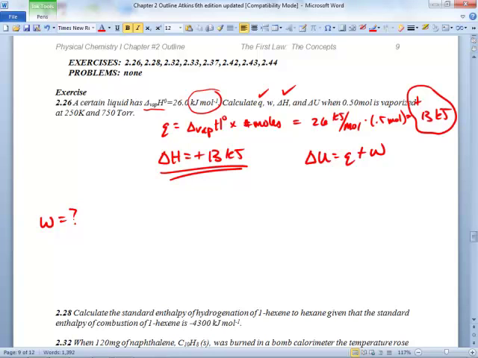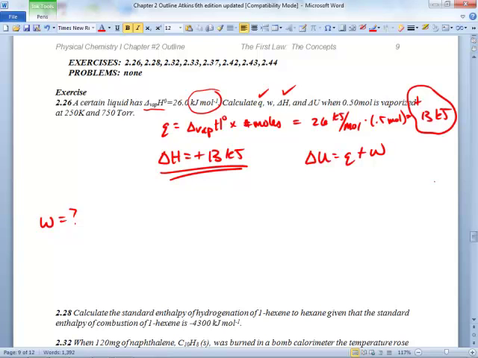For W, I almost have to think, okay, what's going on here? Pressure. Okay, we could do U plus PV, but you're kind of chasing your tail. We know what H is, but we don't know what U is. Think of work. What relationships did we have for work? And how could this thing be doing work? It's vaporizing. It's turning from a liquid to a gas.